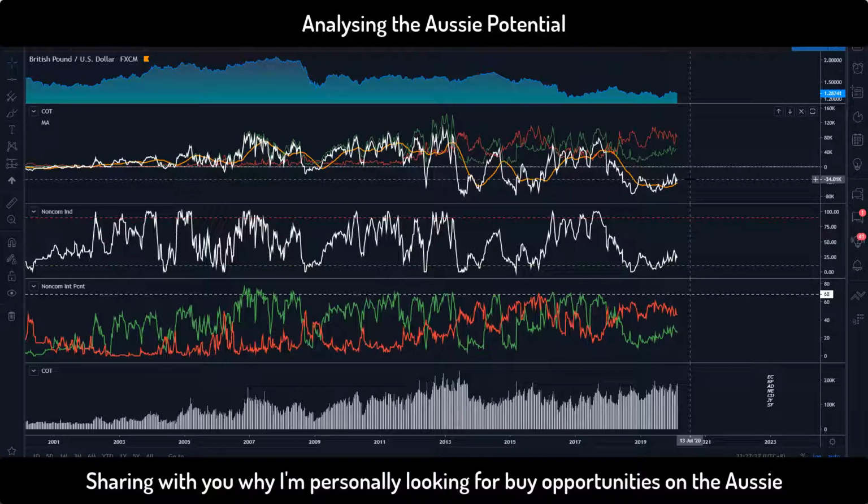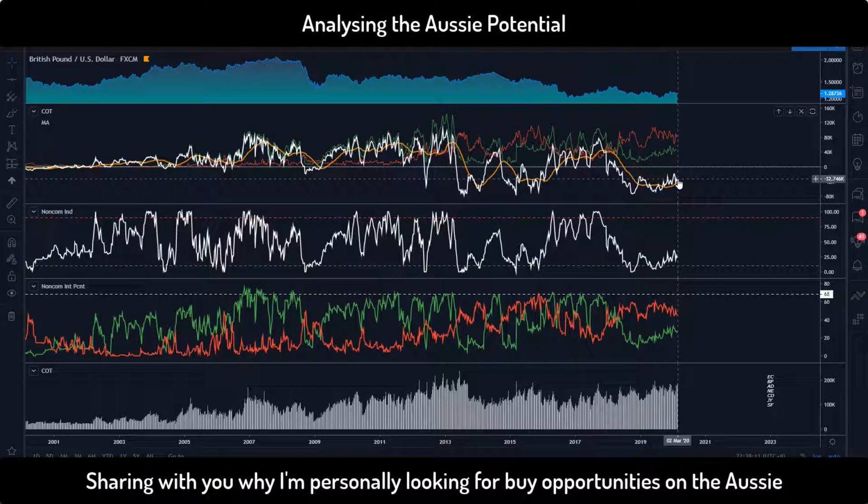We also want to understand where the net position is relative to its historical aspect. You can see over here the white line on this chart; that's your net position. The orange one is just the average of the net position. Right now, the current net position is in the negative territory, but it's above the average, which means that compared to historical averages, the net position is above the average.